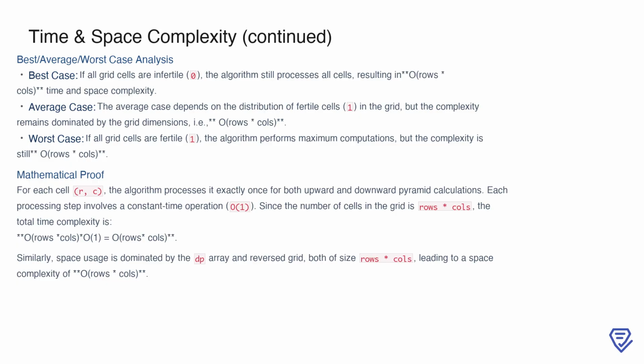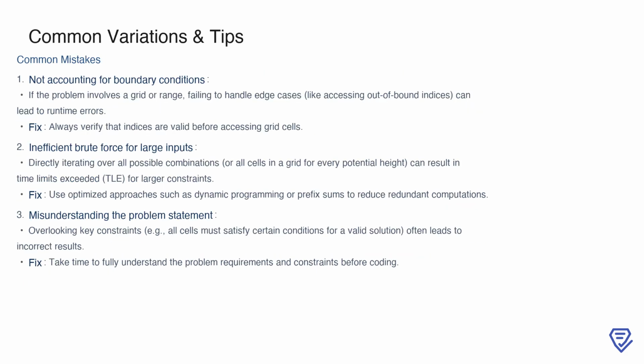The space complexity is similarly dominated by the DP array and the reversed grid, both of size rows * cols, giving us a total space complexity of O(rows * cols). When solving grid-based problems, there are a few common mistakes that can trip you up. First, not accounting for boundary conditions is a frequent issue.